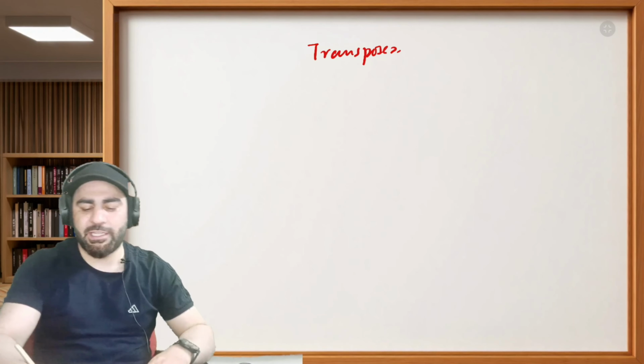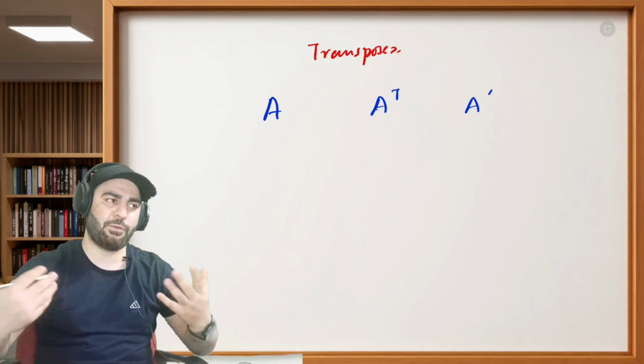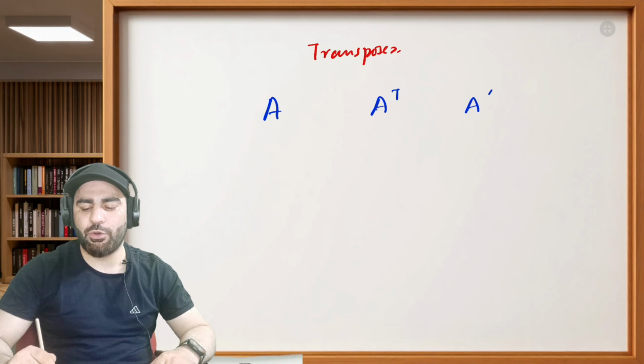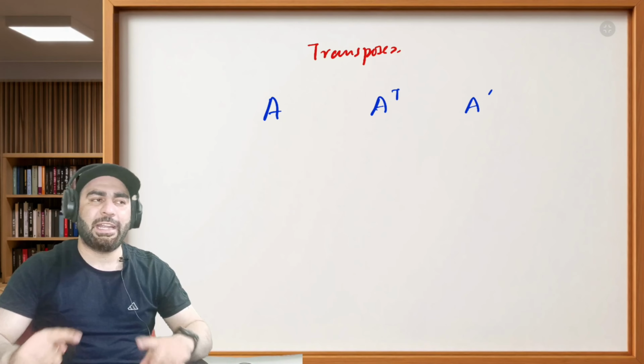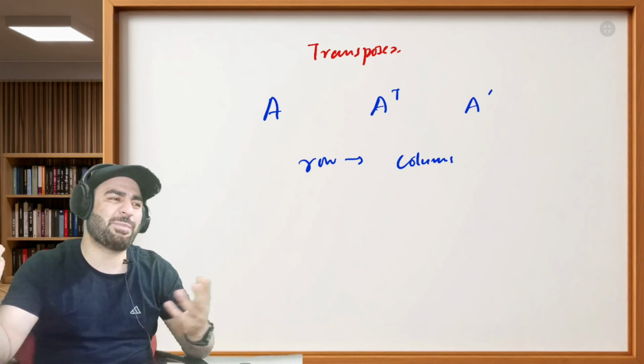So the transpose of matrix A, which is generally written as A^T or A dash in MATLAB, if some of you folks might use MATLAB, so there you can write this as A dash. What it is doing basically is changing the rows into columns or columns into rows. Okay, that's a pretty simple operation.